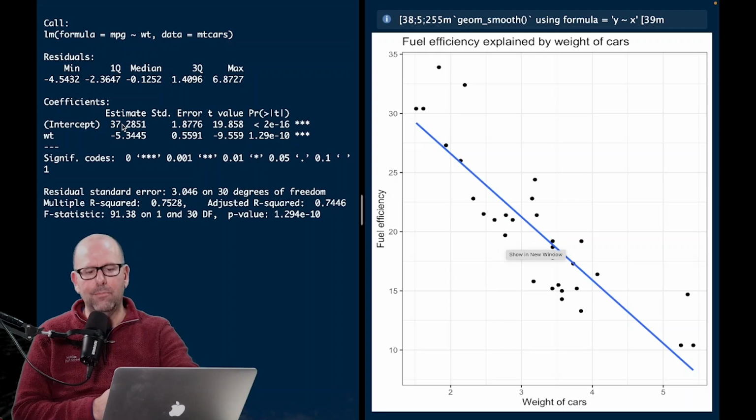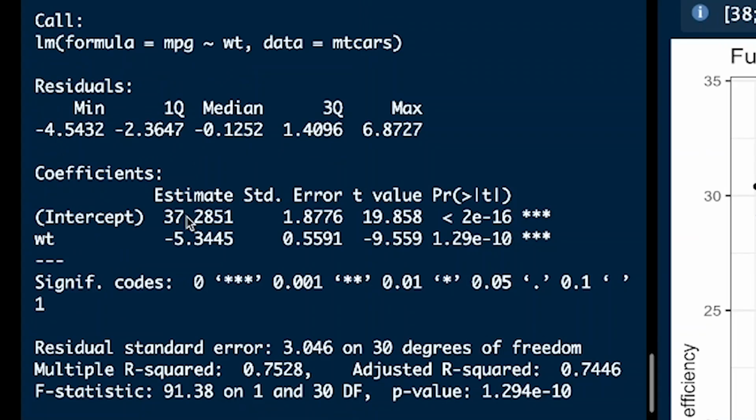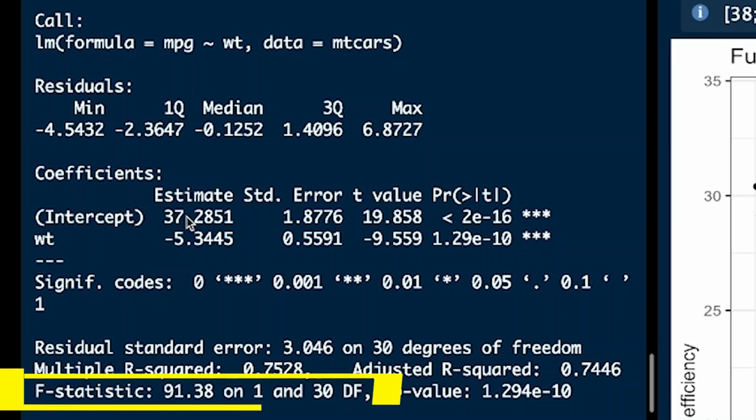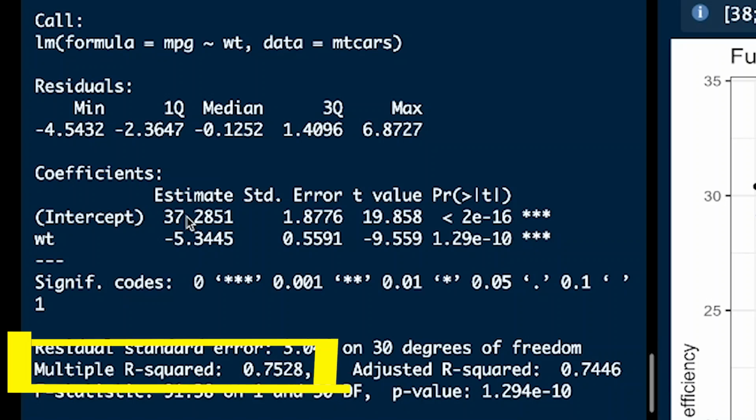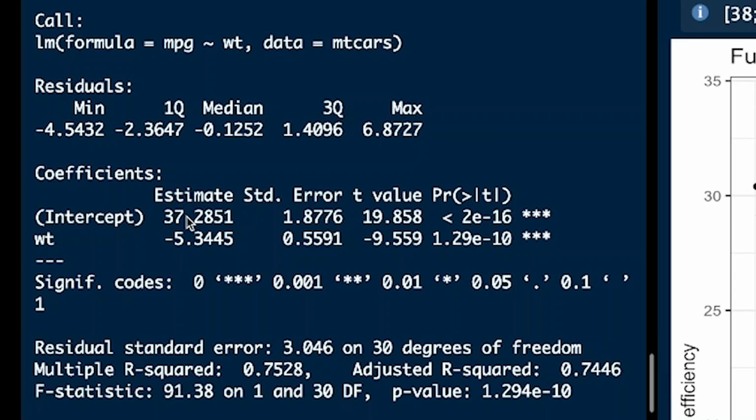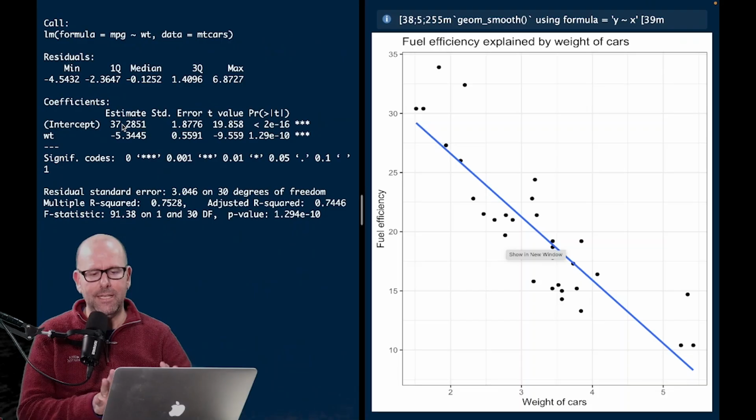If we look at our model, we can see that weight is statistically significant, and for every unit increase in weight, we have a decrease in fuel efficiency of 5.3. Fine. The F statistic has a small p-value, happy days. And the adjusted R squared, well, no, this is a simple model, so the multiple R squared is 0.75, which means that 75% of the change in fuel efficiency can be explained by change in weight of the car. Happy days.